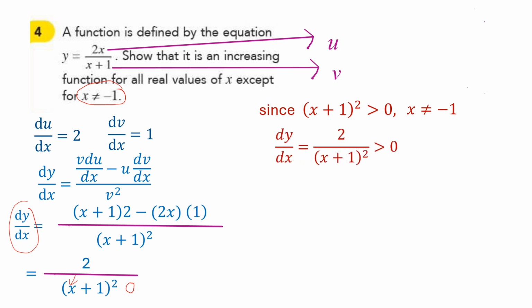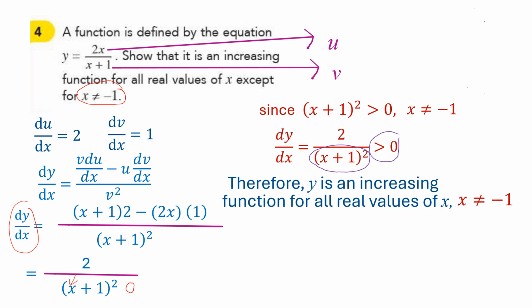And if your denominator is a positive value, 2 is a positive. 2 divided by a positive will give you a positive value, which is more than 0. And there we prove that, yeah, dy dx is more than 0. So therefore, y is an increasing function for all real values of x, but x cannot be negative 1. So look at how you should answer the questions, the sequence of it.